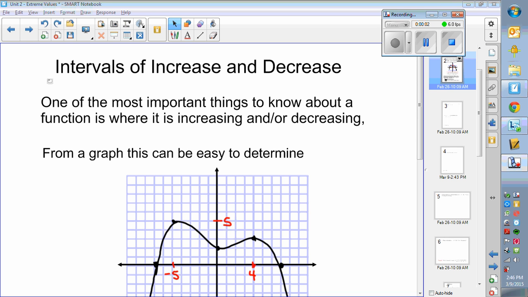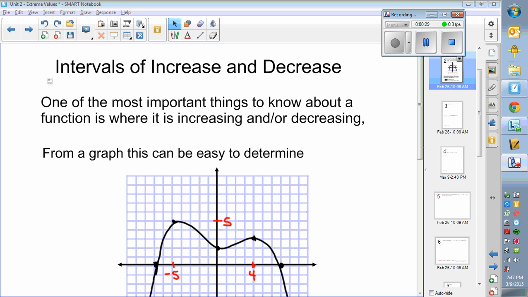Hi there, folks. I'm going to do a little calculus video on determining intervals of increase and decrease for a function. So to introduce this, when you're looking for where a function's increasing or decreasing, you're looking for where the y values are increasing or decreasing, so going up or going down as the x values change.